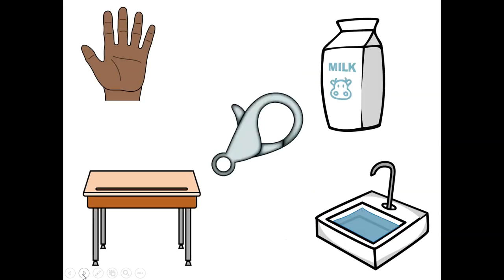Okay, next pictures. We have a picture of a hand, and in the word hand, we can hear the nd, which is spelled with an nd. Next, we have the picture of the desk. Desk. At the end of that word, we can hear the sk, desk. Next, we have the picture of the clasp. Clasp. So you can hear the sp at the end of the word clasp.